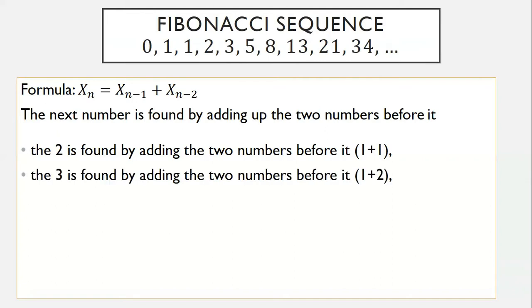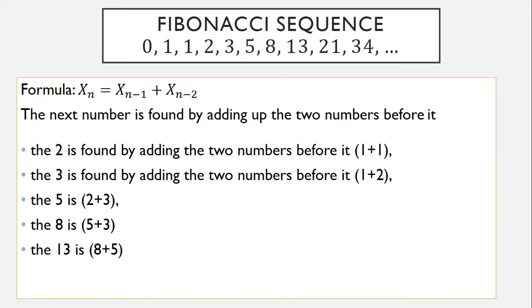The 3 is found by adding up the two numbers before it. Looking at the series, the two numbers before 3 are 1 and 2. So if we add 1 plus 2, it will give 3. The 5 is 2 plus 3. The 8 is 5 plus 3. 13 is 8 plus 5. And 21 is 13 plus 8. And the same process repeats if we are going to get the next numbers.